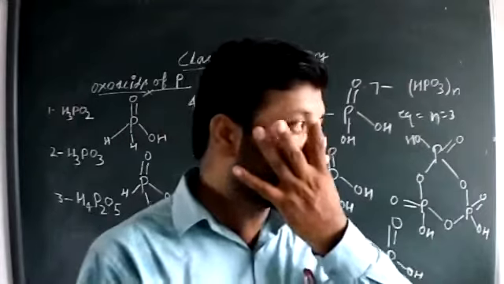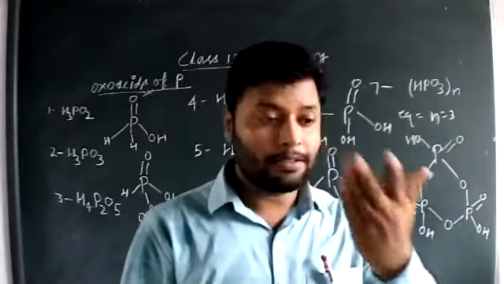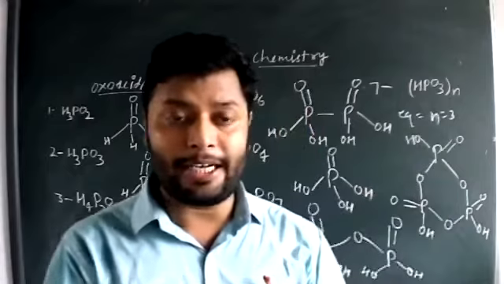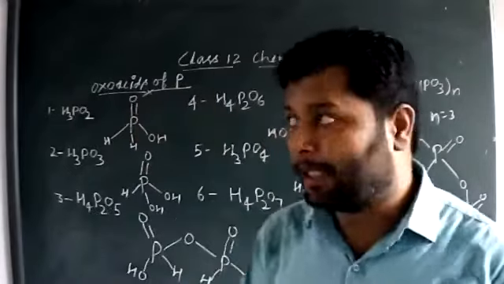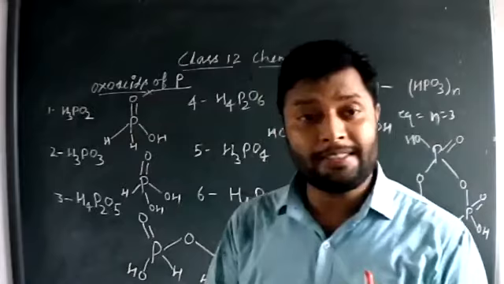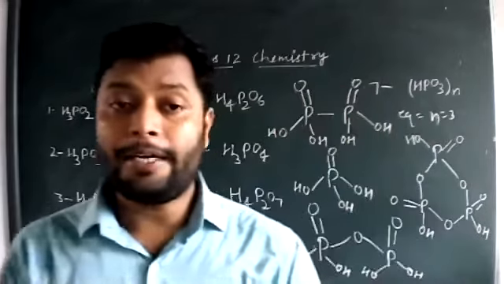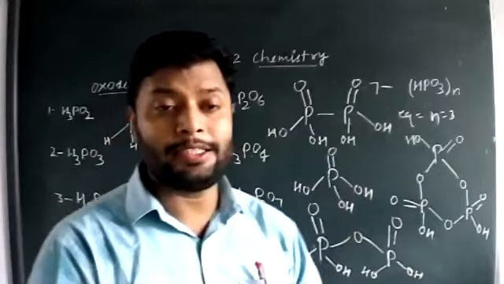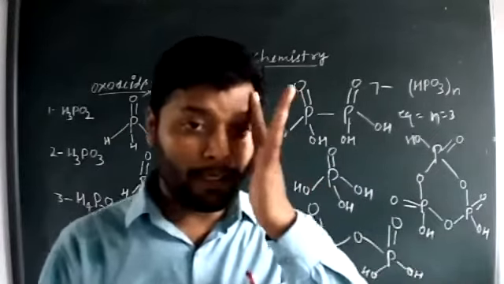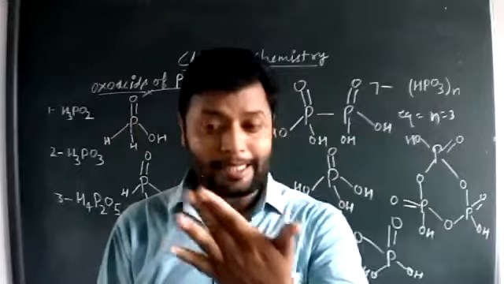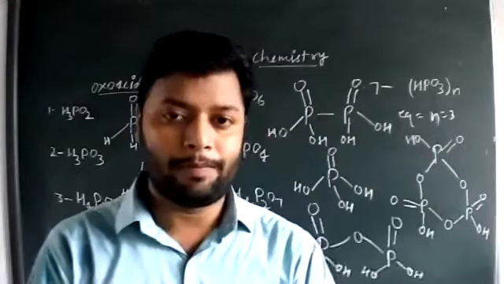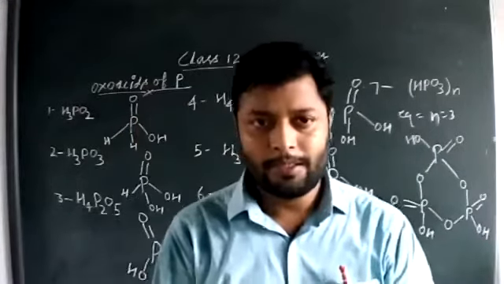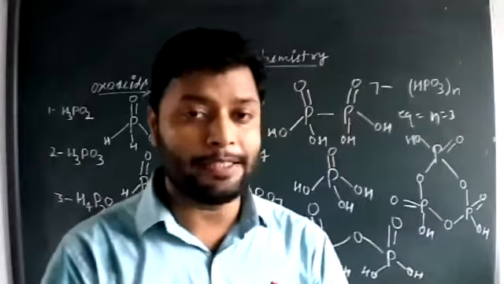Reducing nature. In the class 12 second book, there is one chapter called amines, where one of the phosphorus acids is actually used as a reducing agent. You have to learn that in the amines chapter. Chapter number 4, I think, second book, amines.